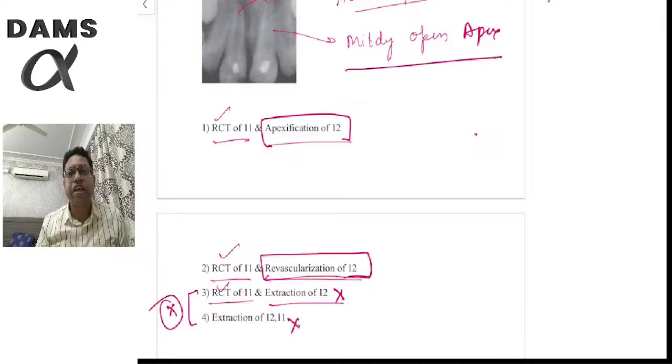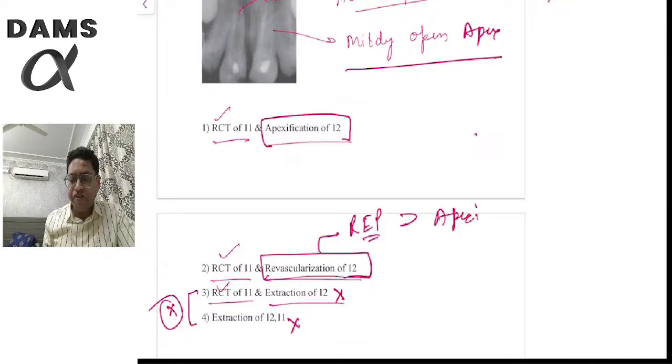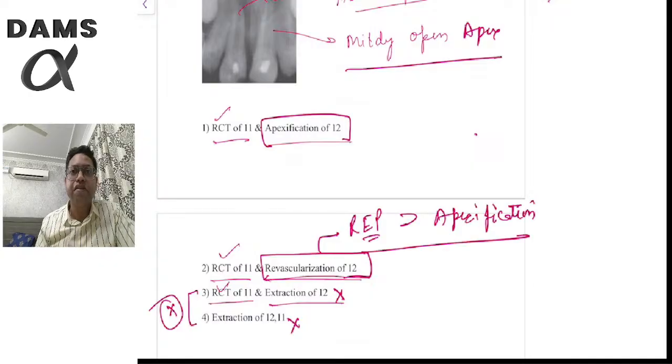We would not extract any of the teeth. We are left with options 1 and 2, and both of them are feasible treatment options for the above situation. But if we look at the more biologically based procedures, then regenerative endodontic procedure is preferred over apexification. Always. So, what type of tooth is this?